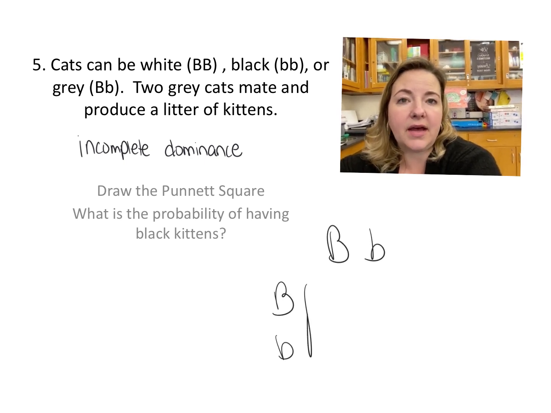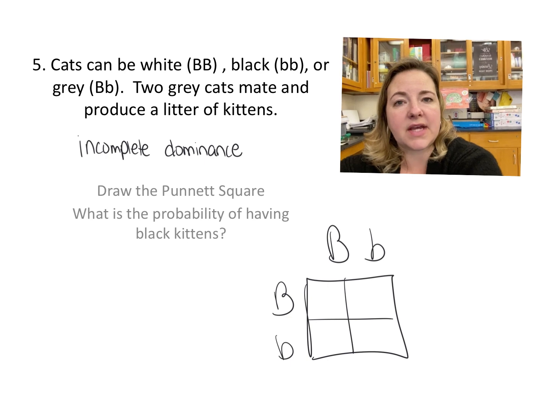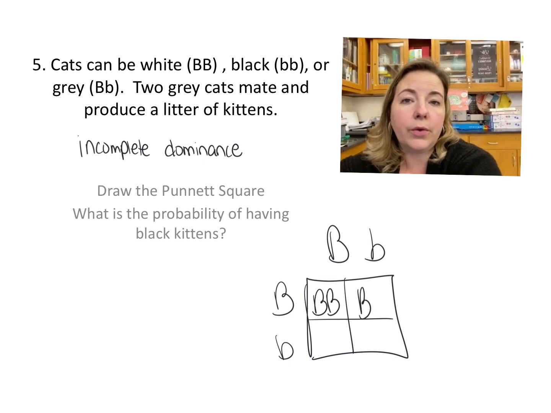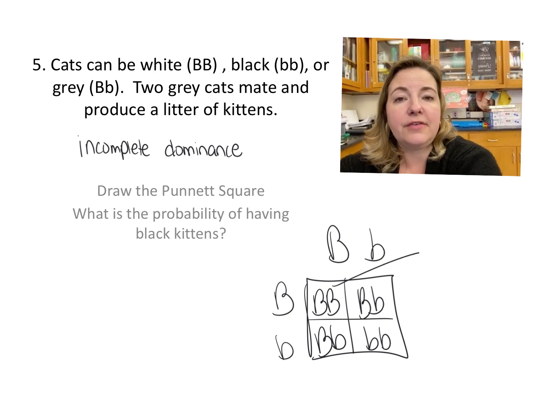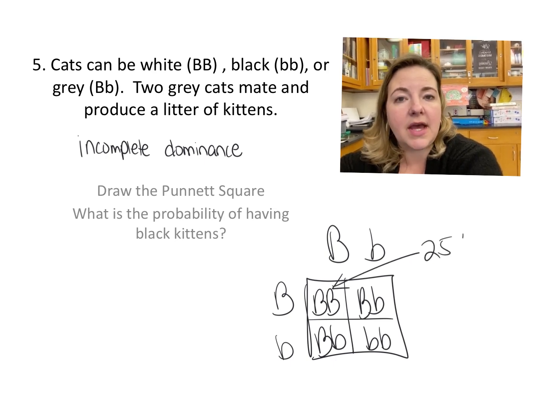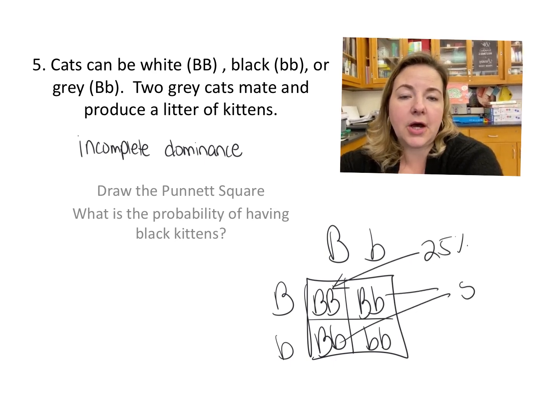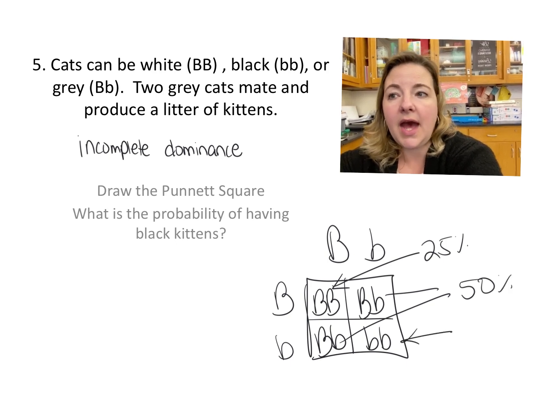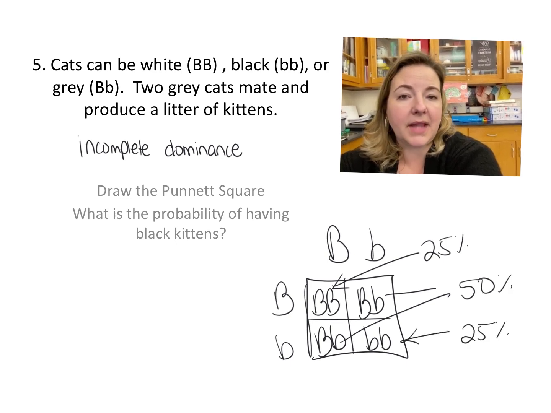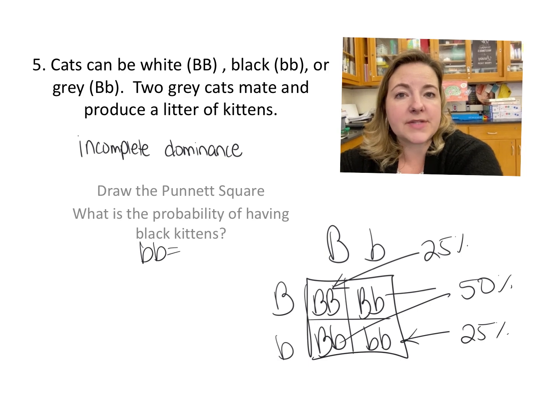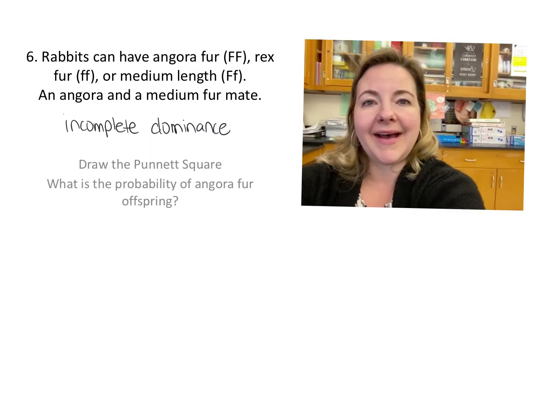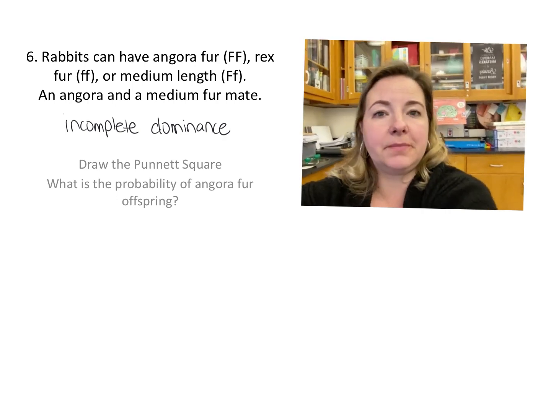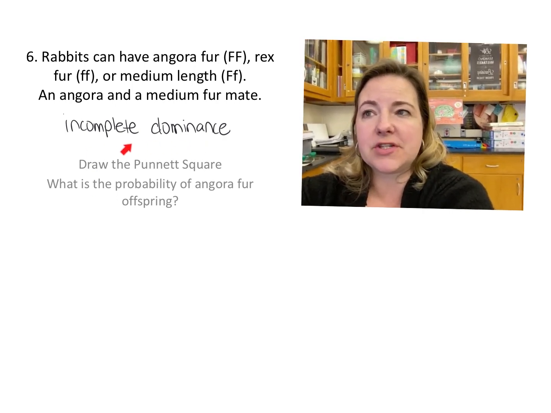And anytime we have a heterozygous crossed with a heterozygous, we always get the same results. We're going to have 25% are going to be homozygous dominant, 50% will be heterozygous, and 25% will be homozygous recessive. And it wants to know the probability of having a black cat, which would be the homozygous recessive trait, 25%.